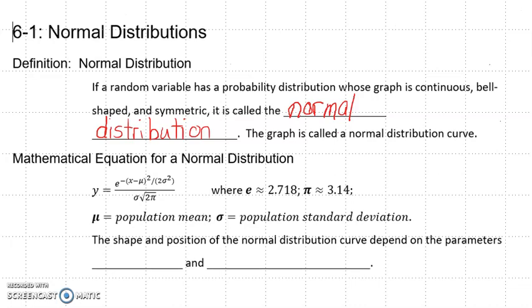So anyway, what I'd like you to get out of this equation here is that the shape and position of the normal distribution curve depends on the parameters. And the parameters are these two things here, the population mean and the population standard deviation. So we're going to fill in the blanks with that. They're based on or depend on the parameters, which are the mean and standard deviation.